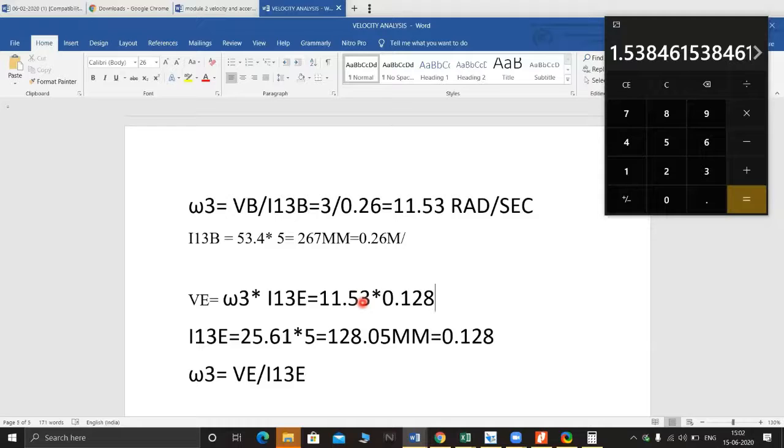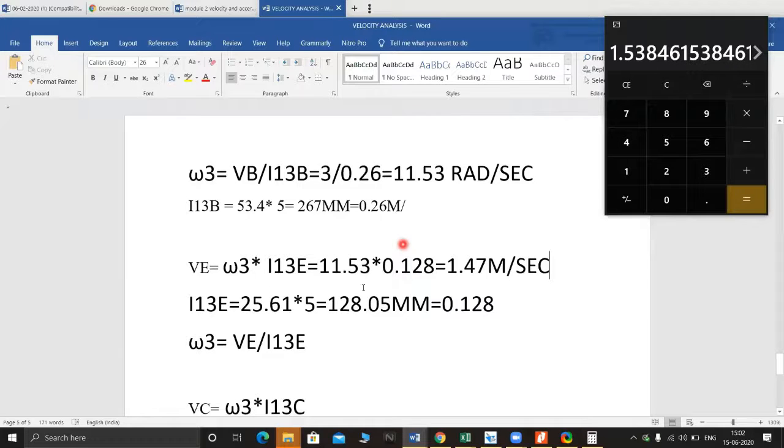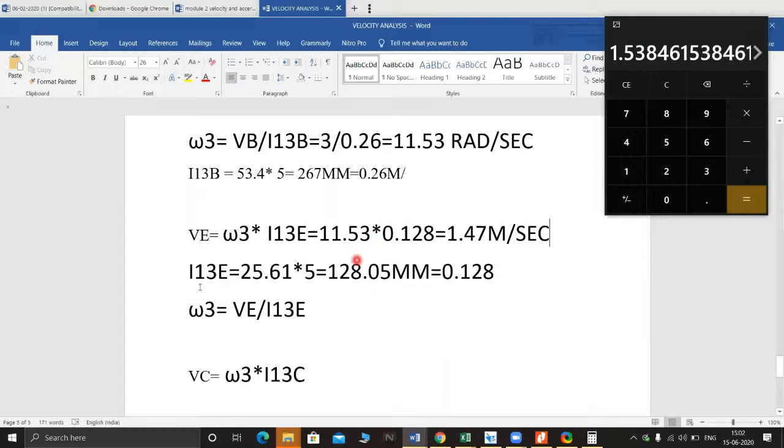How much will you get? 1.47. Correct, exactly the right answer. 1.47 meter per second. We are converting into meter. Keep this in mind. Did you all understand up to here?